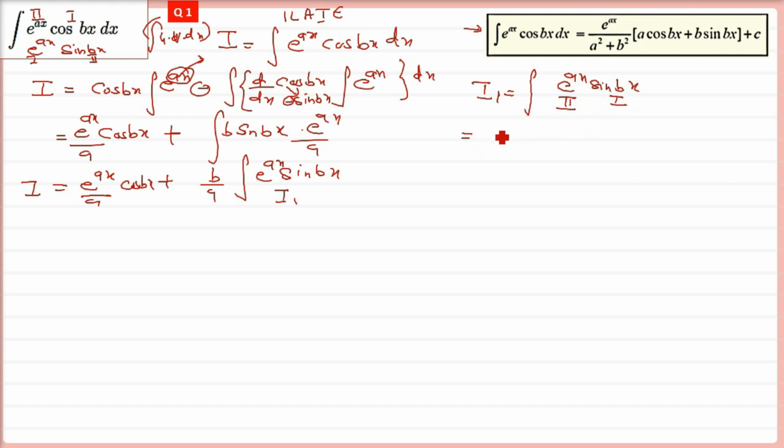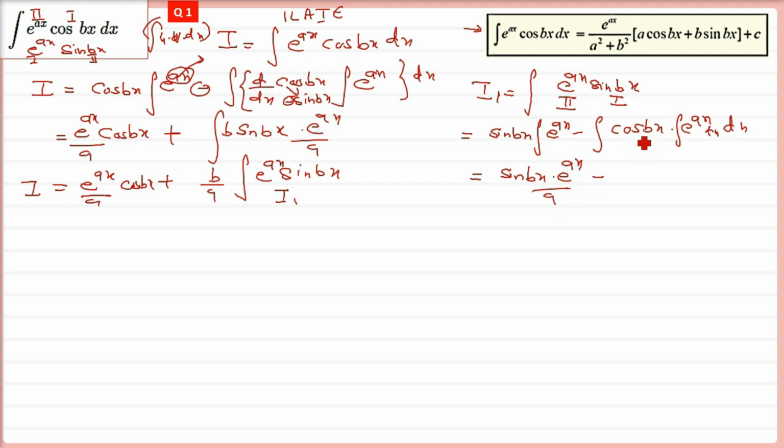So let's start with sin bx now. This is sin bx, integration of e raise x, minus integration of the differentiation of sin bx, which will give you cos bx, and since differentiation has been done, b will also come. Integration of e raise x also. So we have sin bx times e raise ax by a.